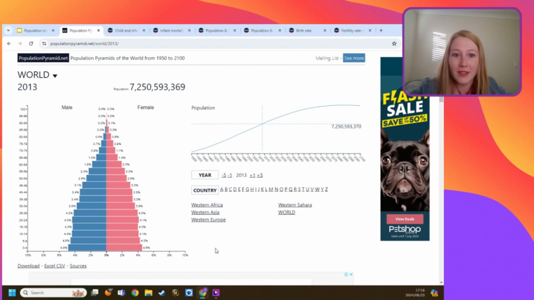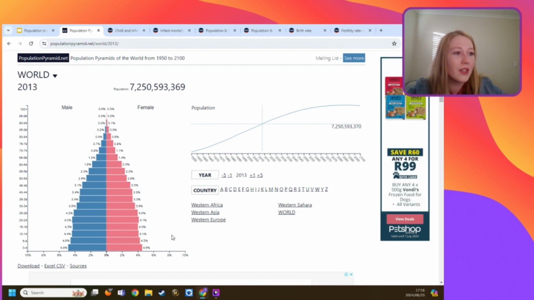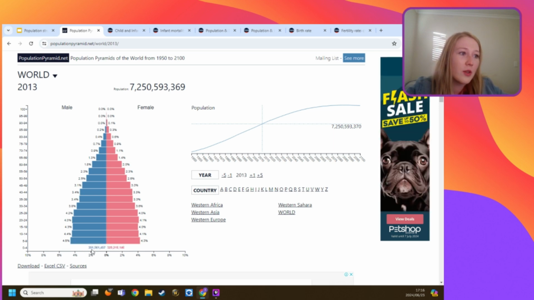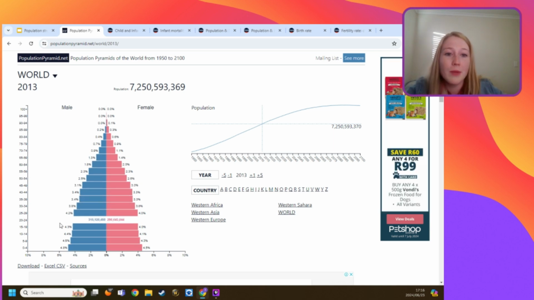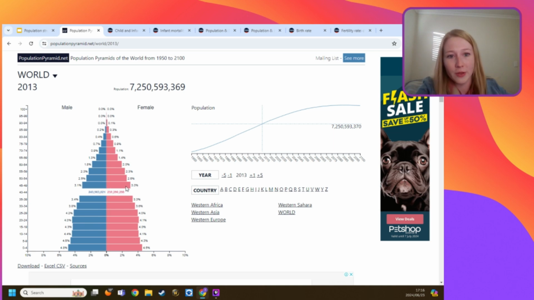Okay, what that means is that there are less kids being born. So there are less infants or newborns over here. That makes this a smaller percentage. But it also means that less people are dying as they grow older, and there are more people in the adult age group.